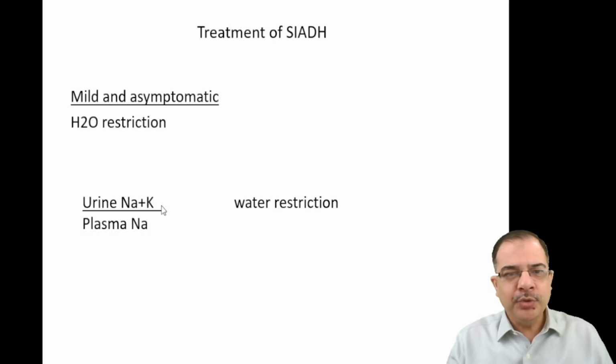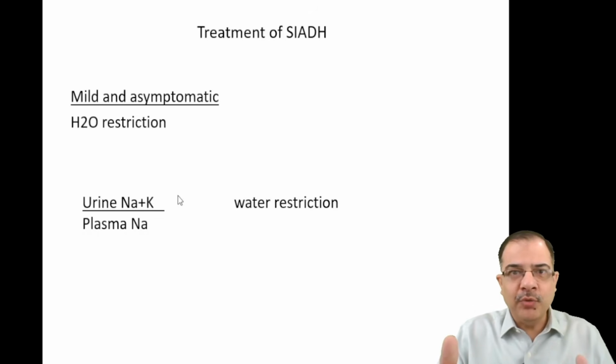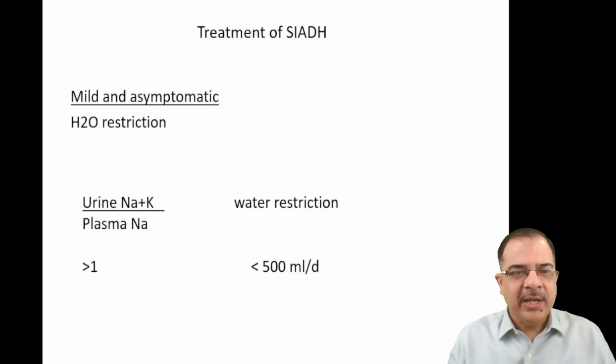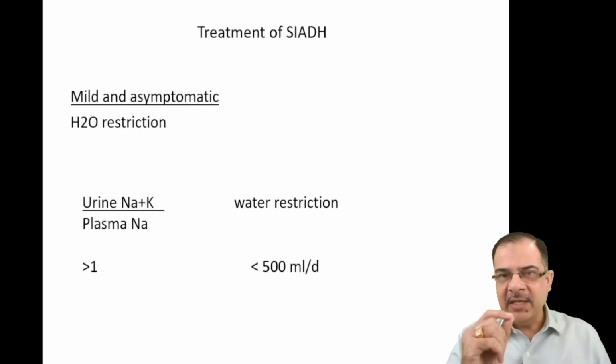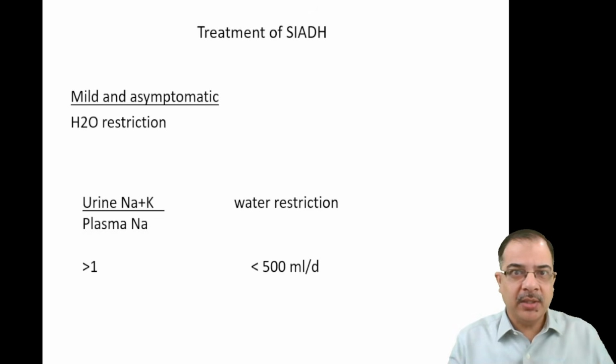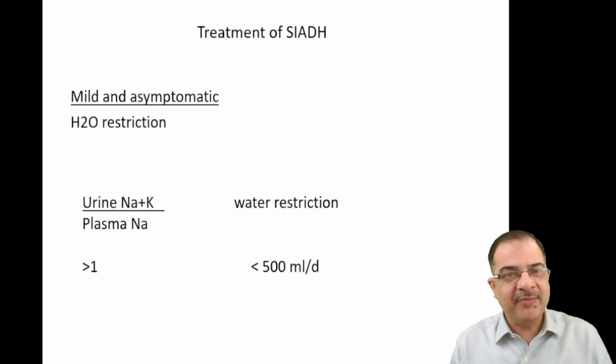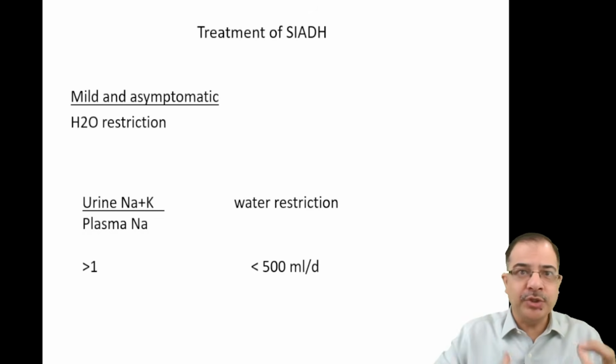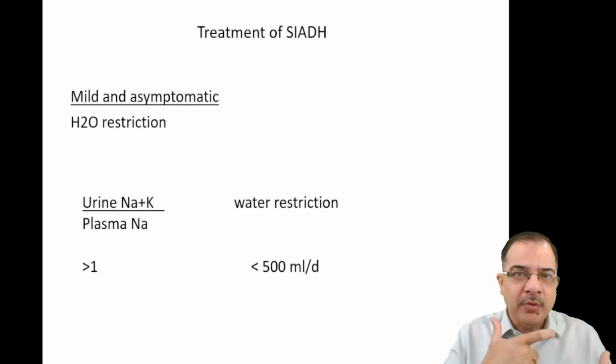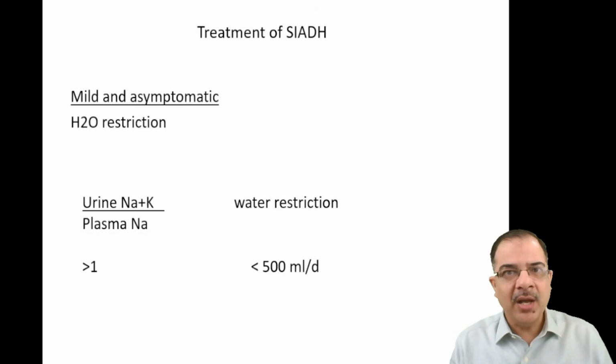So if this ratio is more than 1, that means more sodium and potassium are going in the urine, so it is less free water excretion, because urine contains more electrolytes. So this is an important ratio. If this ratio is more than 1, the water restriction should be less than 500 ml per day. So water restriction should be done more if more electrolytes are getting lost in the urine.